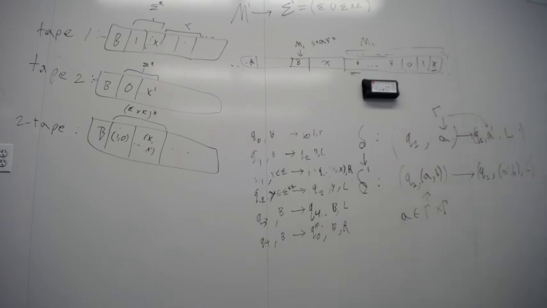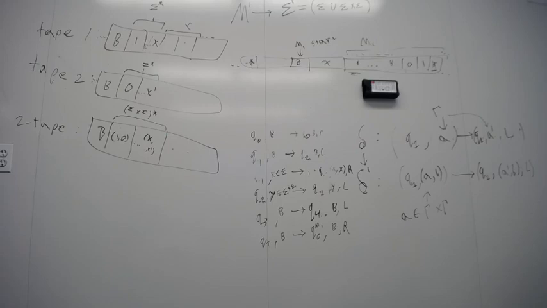Then after M prime runs, you need to find the first spot again. You need to find the input. This is the other kind of tricky part. So after M1 is finished running, it's going to be in some accept or reject state, but we don't know which.